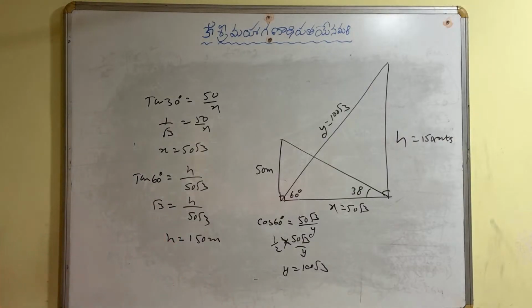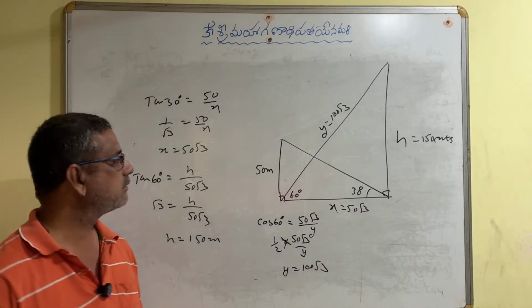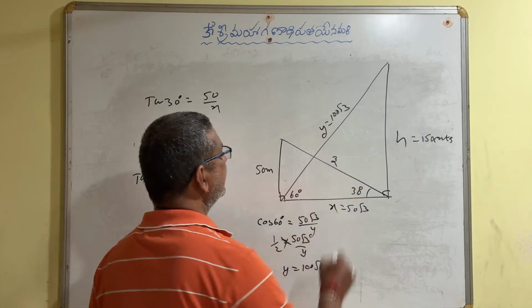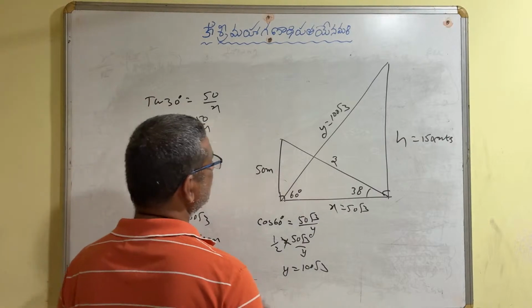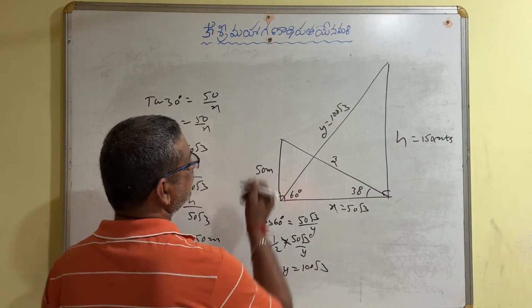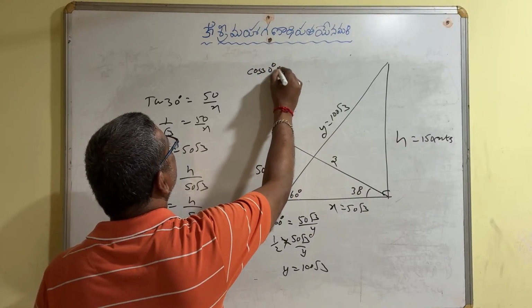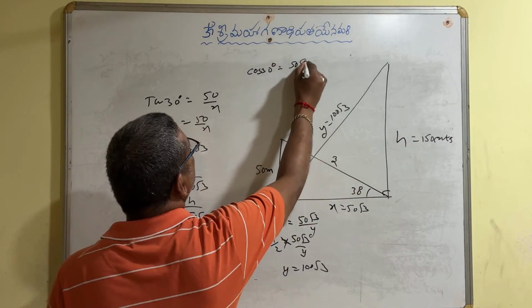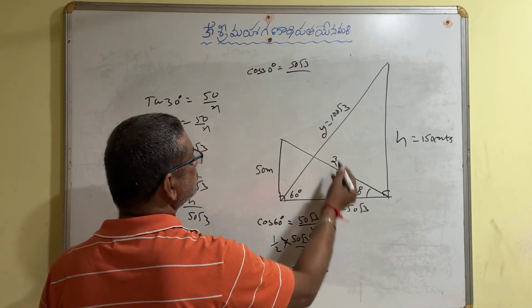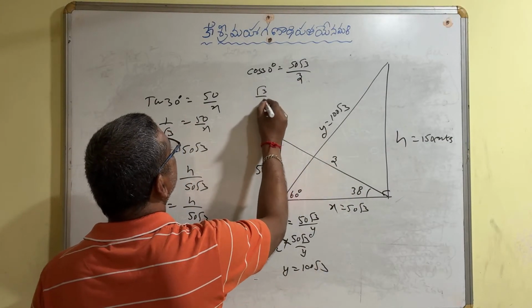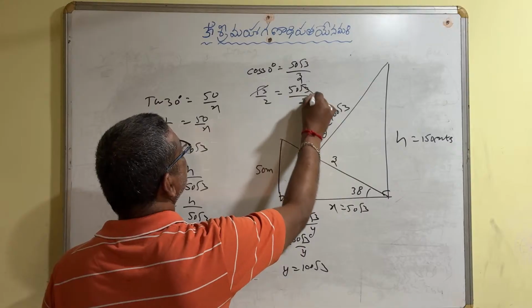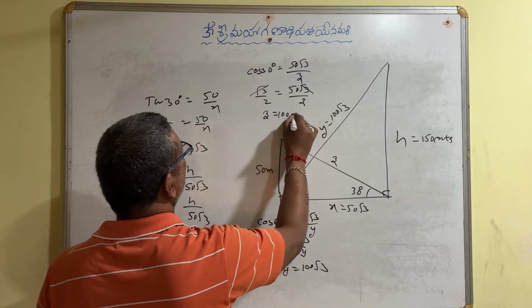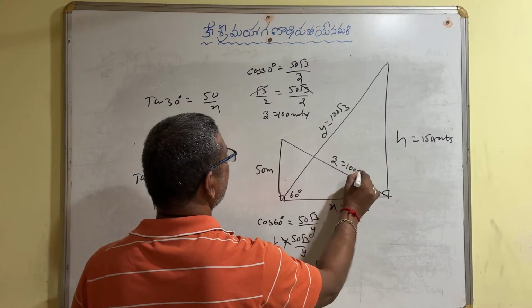And last question, find the distance from the foot of the hill to the top of the tower. This one, z. Calculate z. This is also the same. Cos 30 degrees is equal to adjacent by hypotenuse, and cos 30 we know is root 3 by 2, equal to 50 root 3 by z. Root 3 cancels, z will be 100 meters.